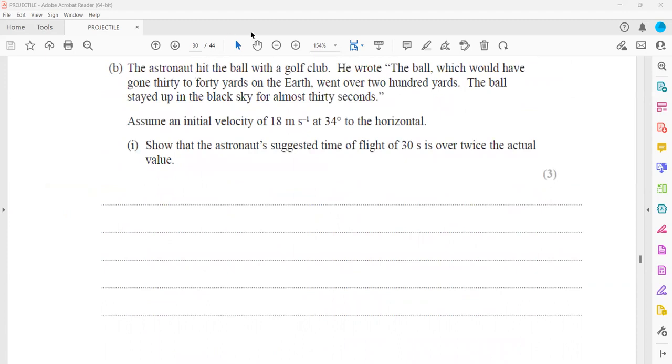The astronaut hits the ball with a golf club. He wrote that the ball, which would have gone 30 to 40 yards on Earth, went over 200 yards on the surface of the moon. The ball stayed up in a black sky for almost 30 seconds. That's the total time of the flight. Assume that the initial velocity of the ball is 18 and the angle from horizontal is 34. Show that the astronaut's suggested time of flight of 30 seconds is over twice the actual value.